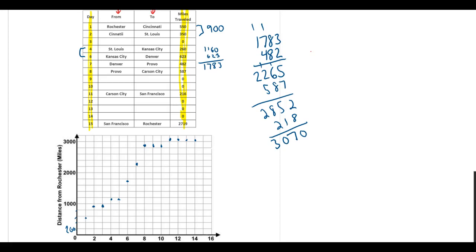And on the 15th day, we have a mistake that I just noticed, because it implies that they drove 2,719 more miles, which is not very realistic, so Mr. Dingy needs to fix that. And I'll be left with a graph that looks like this when all is said and done.